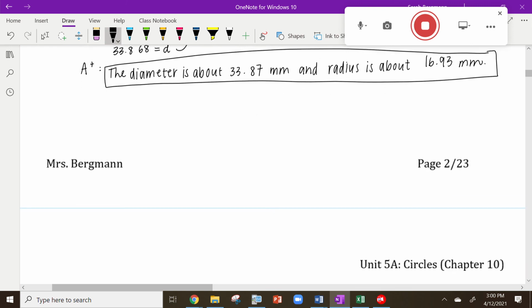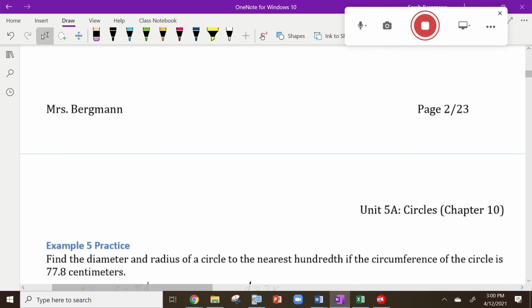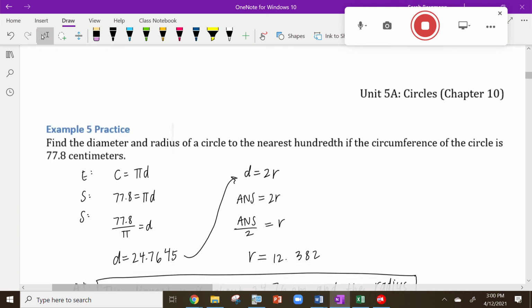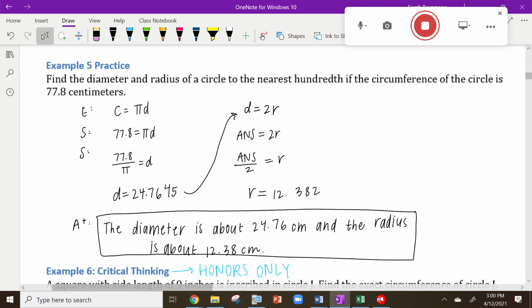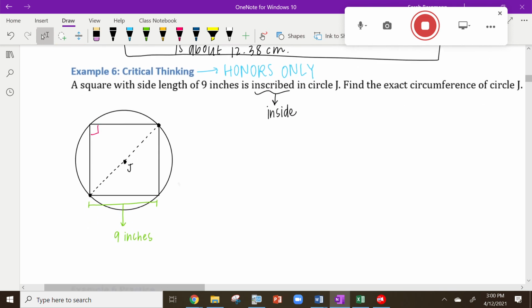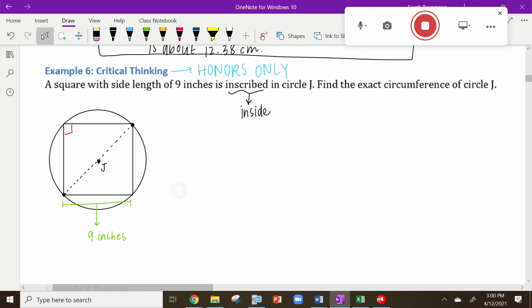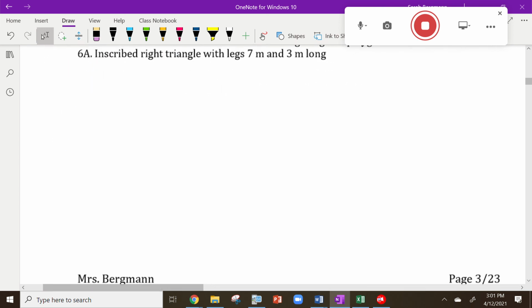Okay, on the top of the next page, there are some practice problems for you. Well, just one. I want you to find the diameter and the radius of this circle. Here are the correct answers. This next problem, I want you to try it if you're in my honors class. Go ahead and pause and try that now. We'll go over it in class tomorrow, along with some practice problems on the next page. Otherwise, you can go ahead and move on.